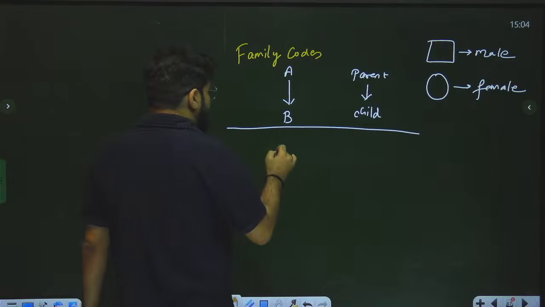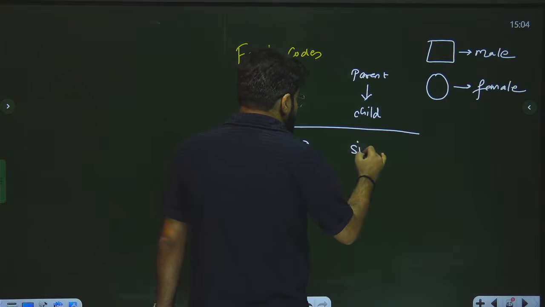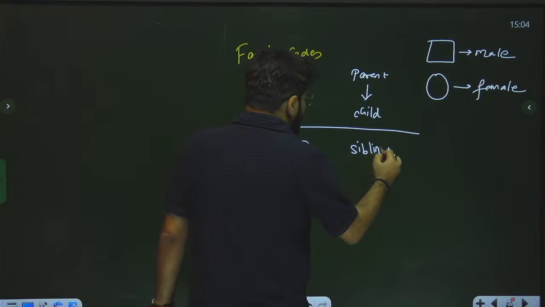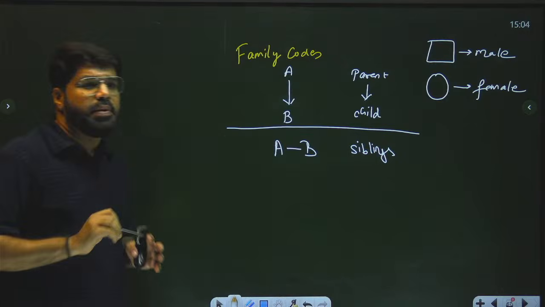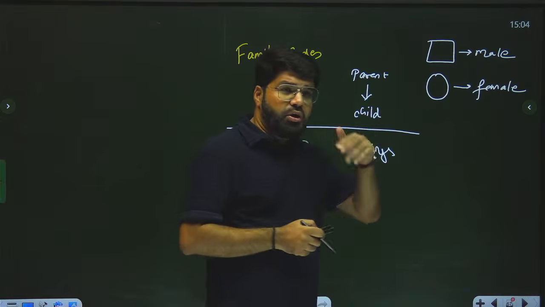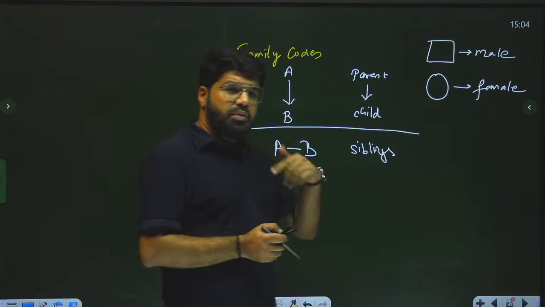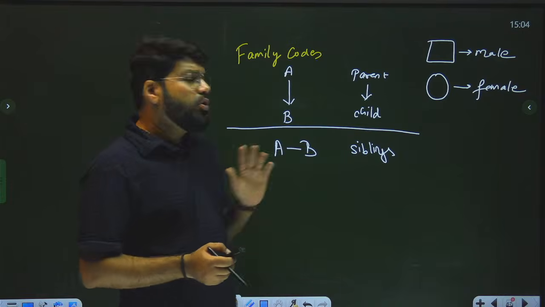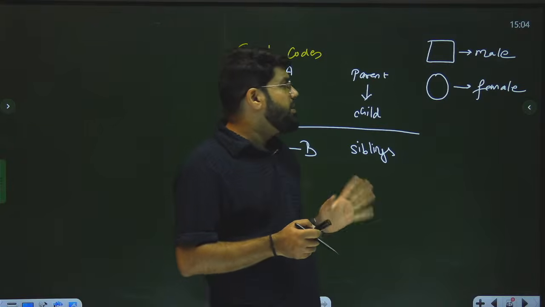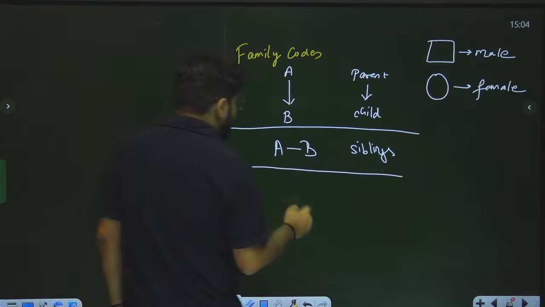What else? If it is A-B horizontally, it represents siblings. Siblings means the children of the same parents. I'm not counting cousins. Sibling means brother to brother, brother to sister, sister to sister, anything. Brother and sister can be distinguished by the male and female notation.